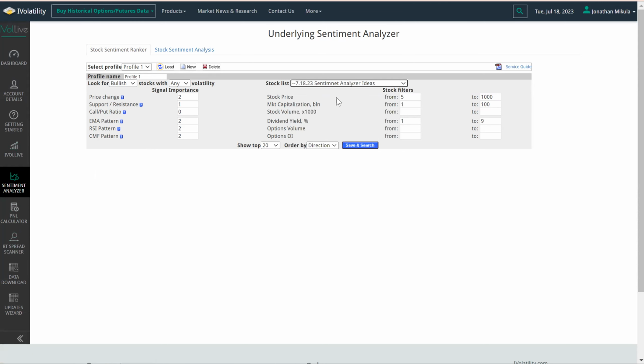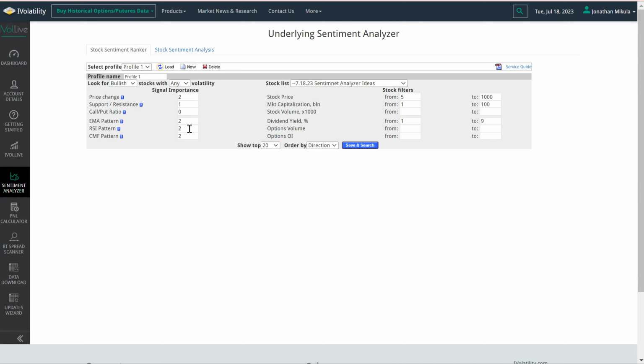So in this case, here we go. Here's the 5 or 6 names that we created. And we can see if any of those 5 or 6 names show up as potentially viable based on whatever it is we want to screen for. So the way we run this screen is first you have to designate a signal importance. 2 is very important. 0 is you don't care. And then 1 is right in between. So here I just kind of preset it to we're looking for price change. We're looking for support resistance. We don't really care what the call put ratio is.